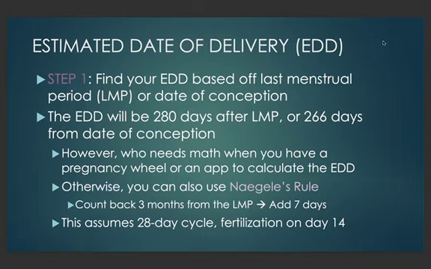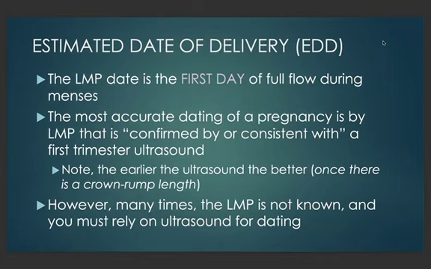I also want to note that this is under the assumption that this patient has a 28-day cycle and that fertilization happened exactly on day 14, which we know is not always the case for everybody. Exactly. And so the most accurate dating of a pregnancy is by LMP that is also confirmed by, or consistent with, a first trimester ultrasound. And the earlier that you get the ultrasound done, the more accurate your dating will be. Although, if your LMP is not known, or as mentioned before, your periods are irregular, you do have to rely on ultrasound for the dating.